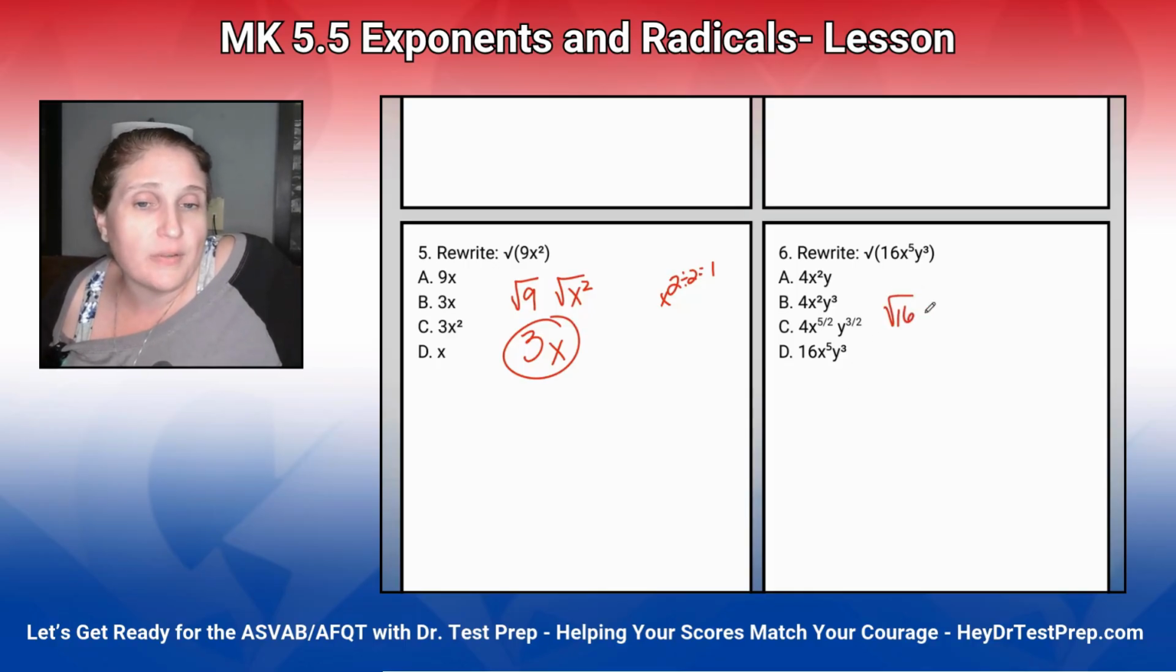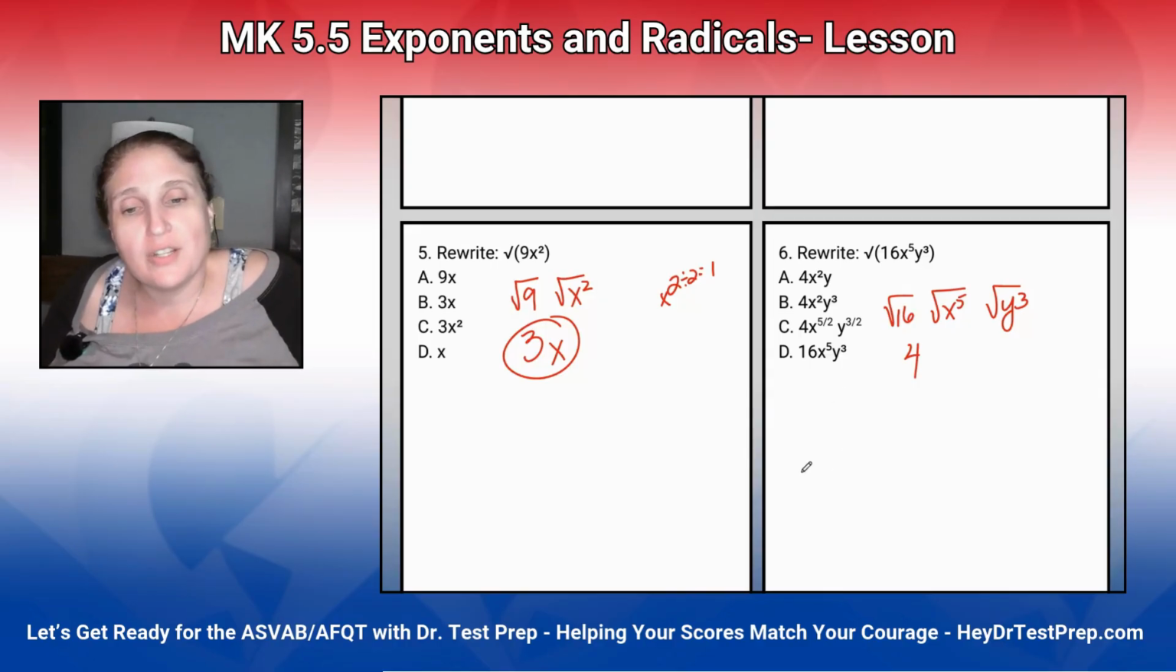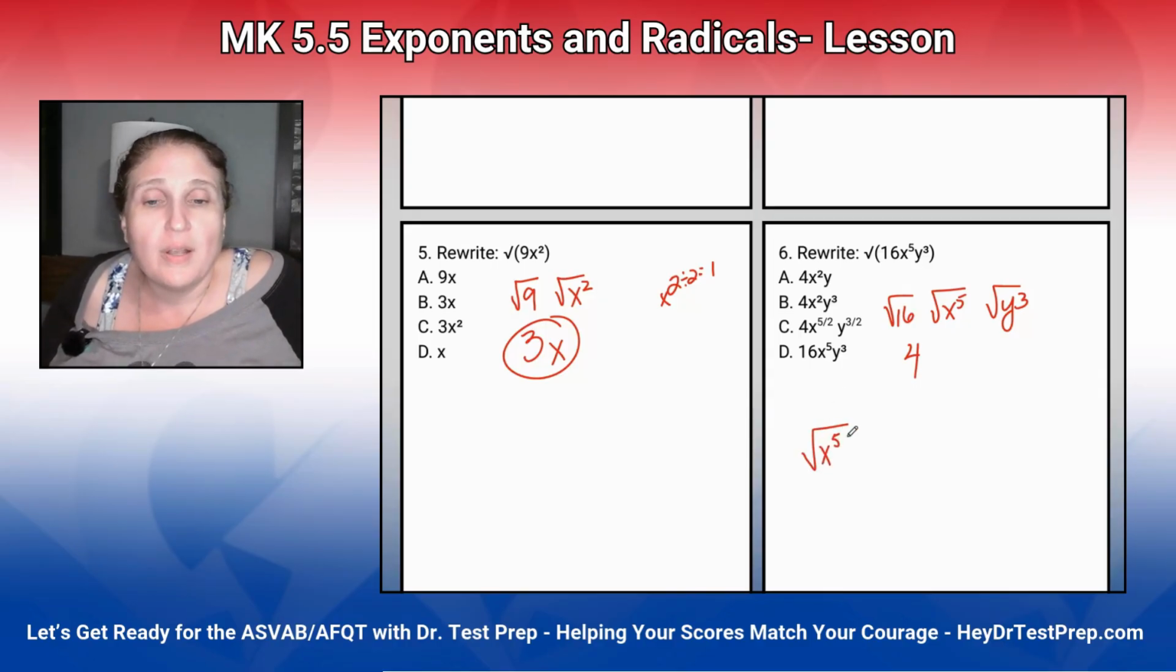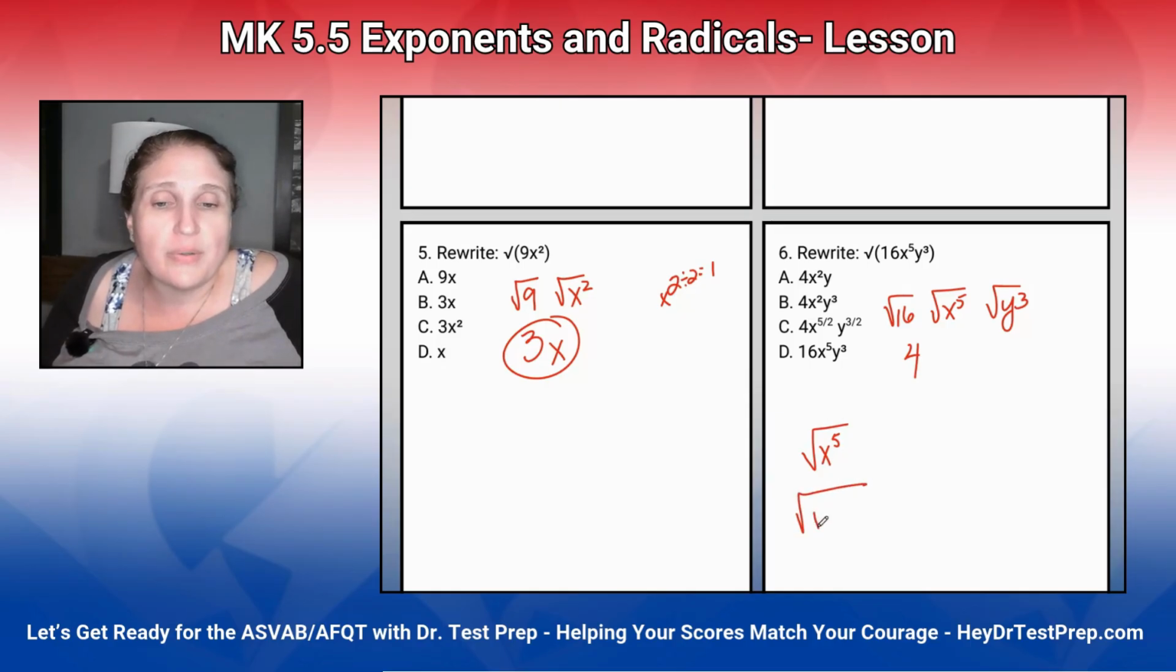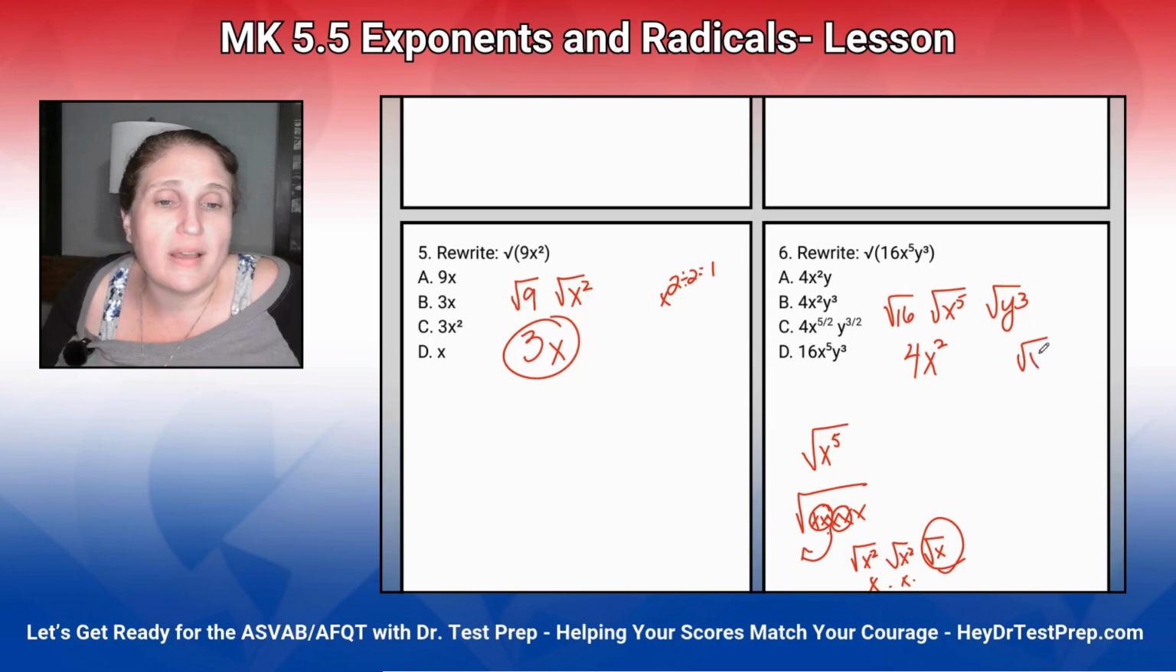Here we've got the square root of 16, the square root of x to the 5th, and the square root of y cubed. So this is 4. And let me just go over, I should have probably gone over this earlier. What this is saying is the square root of 5 x's. We can bring these out into groups to put them outside, because this is like the square root of x squared, the square root of x squared, and the square root of x. So we know that 2 x's together gives us an x on the outside. So that's why we get the x squared, and that's why we have this extra one left.